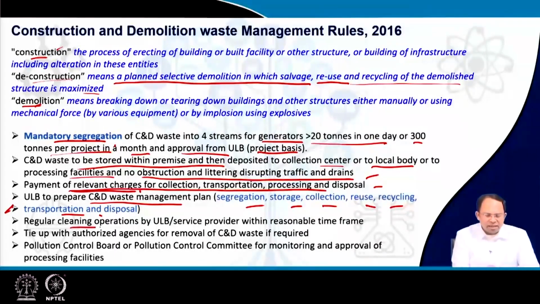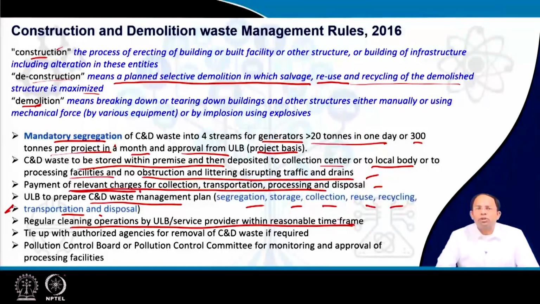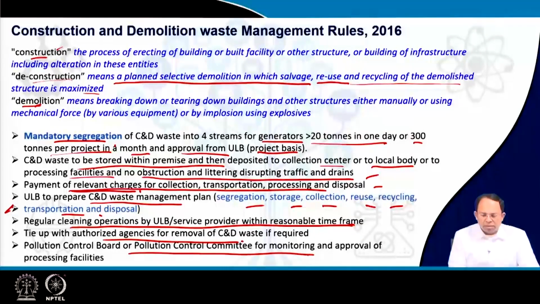The other thing is the law states that everything should be cleaned within a reasonable time frame, and mostly it should be regular. We cannot keep this kind of waste left in a particular area. For removal of C&D waste, the ULB can tie up with agencies who can do the actual collection and transporting process. And the Pollution Control Board or Pollution Control Committee is there for monitoring and approval of different kinds of processing facilities.